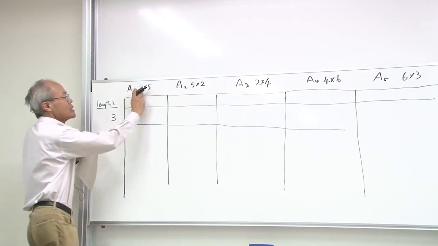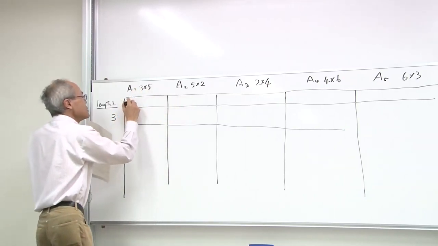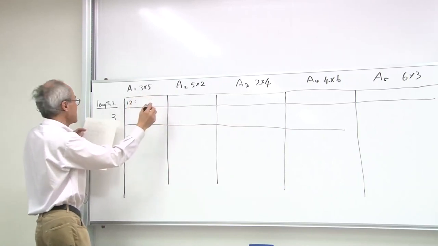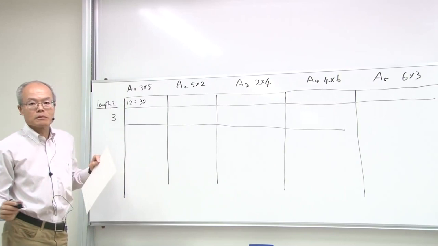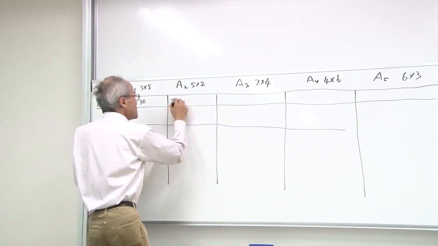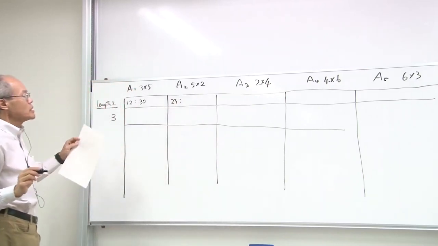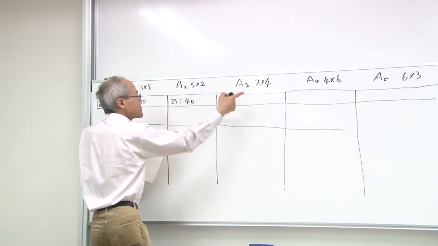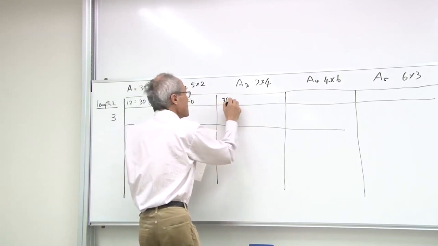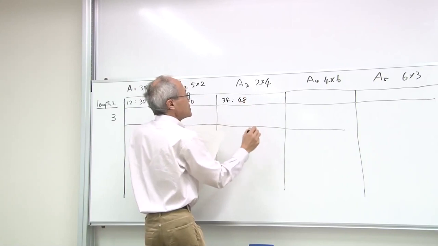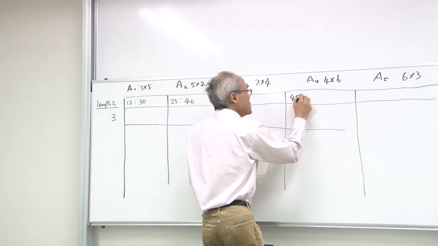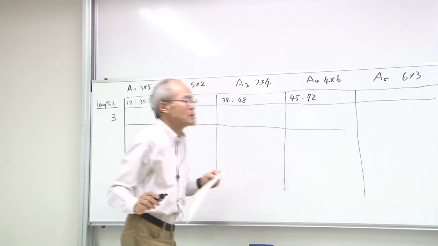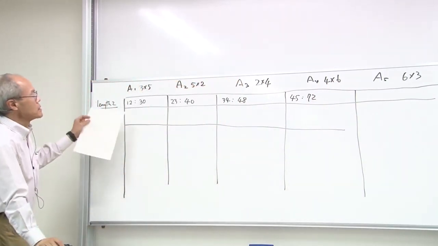How many operations? 3 times 5 times 2. Multiply 1, 2: that is 3 times 5 times 2, equal to 30. This is 30 operations. Now the same thing. In order to multiply A2 and A3, we need 40 operations, 5 times 2 times 4. For 3, 4, we need 48. And for 4, 5, we need 72, 4 times 6 times 3. Okay? So we're done with length 2.